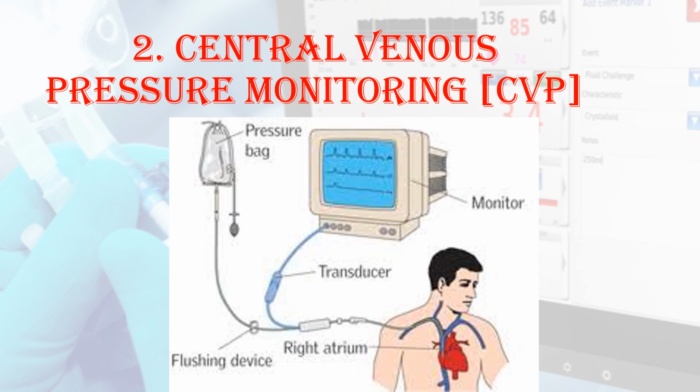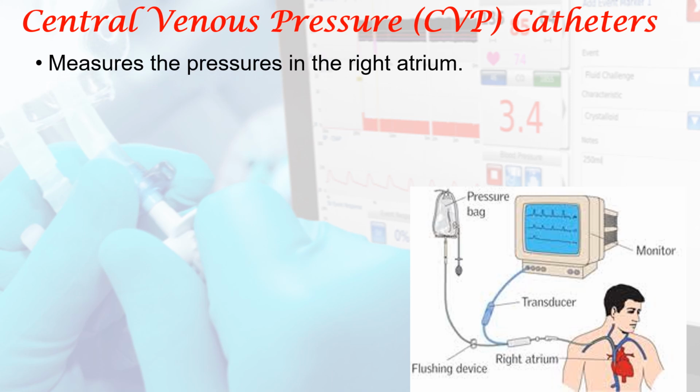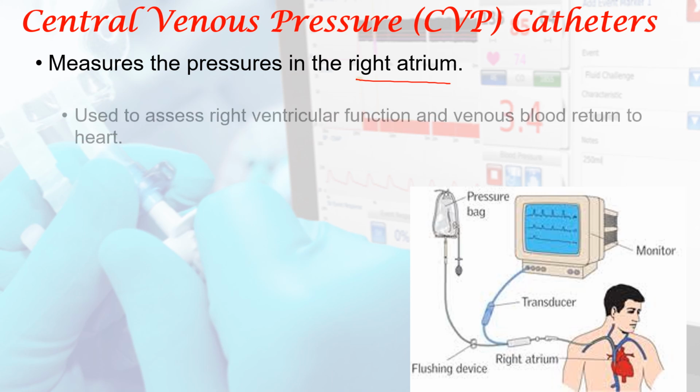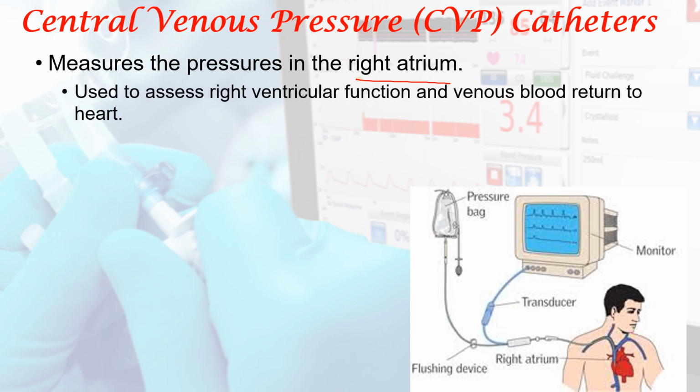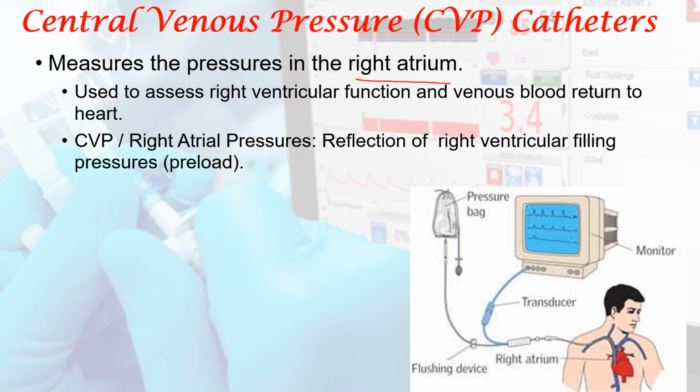Next we see about central venous pressure monitoring, otherwise it is CVP monitoring. Central venous pressure monitoring measures the pressure in the right atrium, and it is used to assess right ventricular function and venous blood return to the heart. Then central venous pressure or right atrial pressure is a reflection of the right ventricular filling pressure, that is preload, otherwise right ventricular preload. The normal limit is 2 to 6 millimeters of mercury.